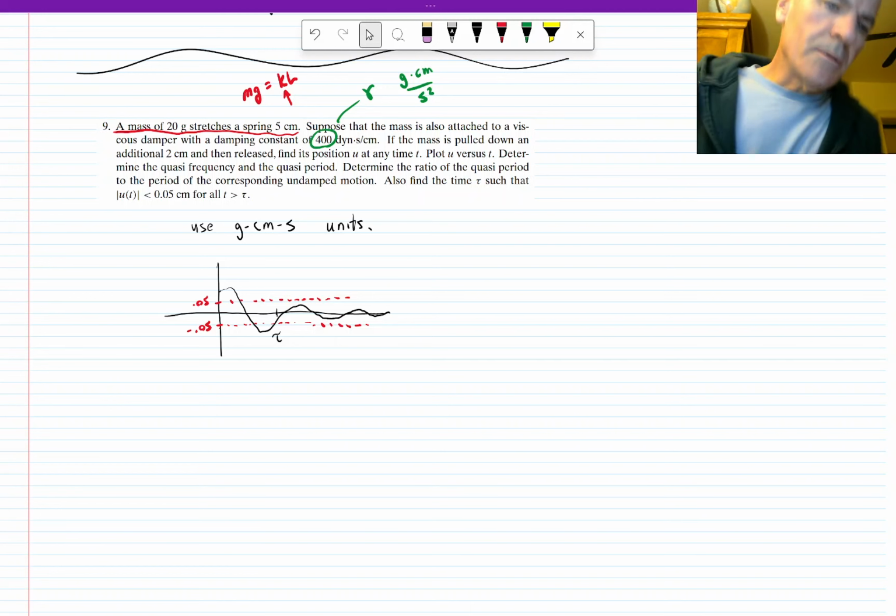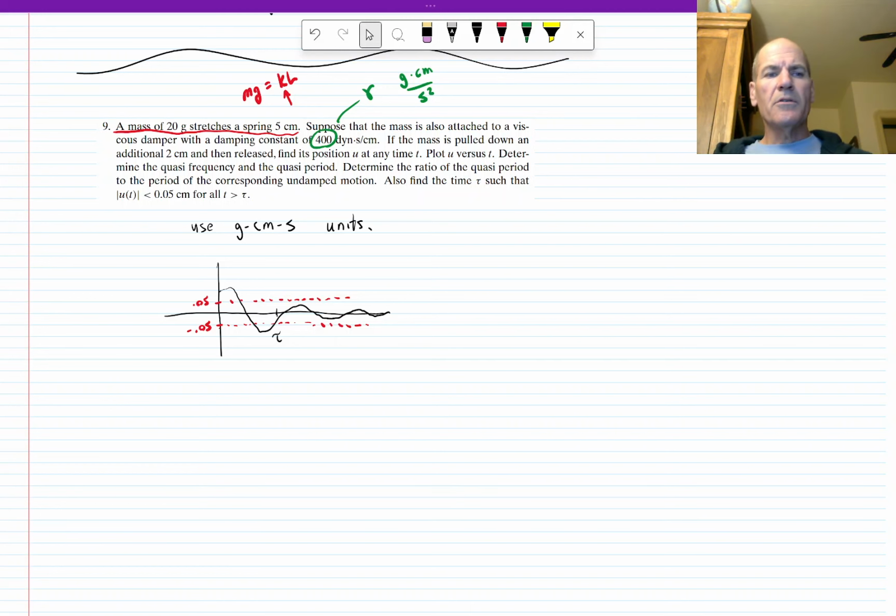Hey there, folks. Had a question about section exercise 3.7.9 in section 3.7. This is a free damped oscillator. In other words, we've got a mass, a spring with a spring constant, and a damper with a damping constant, but we have no external forces driving the system.